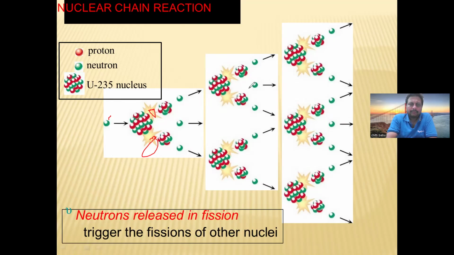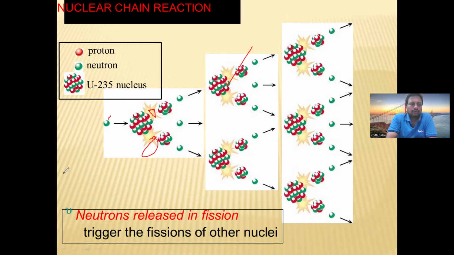During this splitting process, a large amount of heat will be generated. This energy will be released. This heat will be released. So this is about a chain reaction. Neutrons released in the fission trigger the fission of other nuclei.